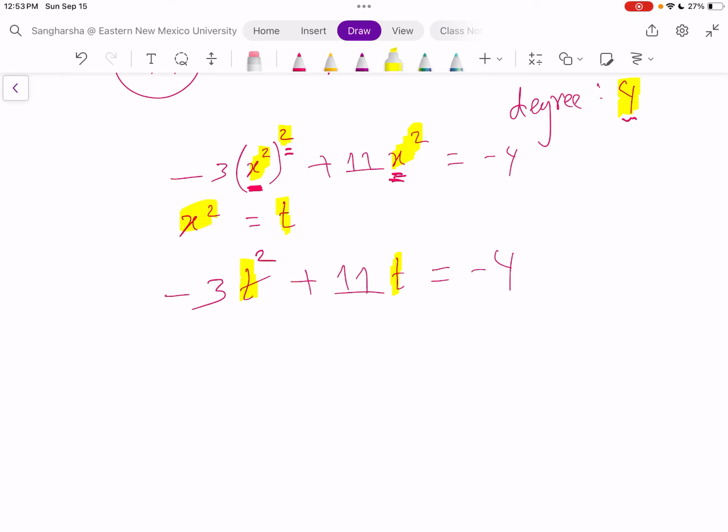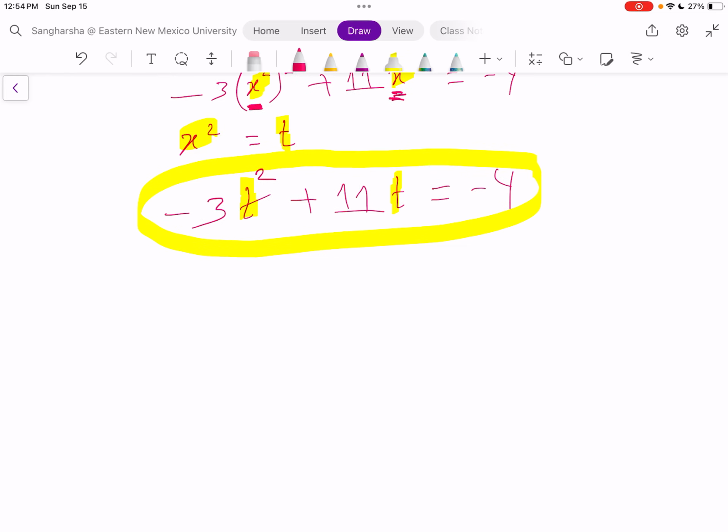You can call it any variable. It really doesn't matter. You are not required to use t. You can choose p, you can choose a. You are replacing every x squared term by that variable. Now see this equation. This equation has a degree 2. So this is our quadratic equation, and you can use any method to solve this quadratic equation.